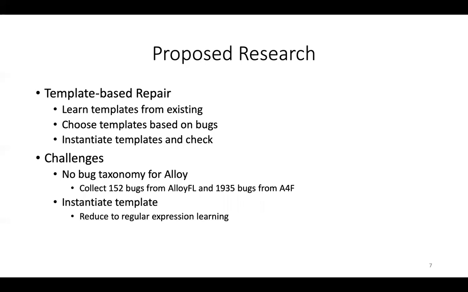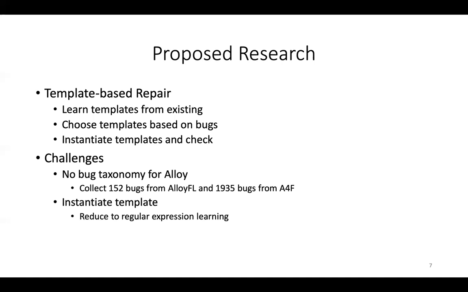Because of the different syntax and semantics of Alloy and other languages, there are some challenges in applying template-based repair to Alloy. The first one is that there is no bug taxonomy for Alloy. For example, in template-based repair, a very popular bug type is null pointer dereference, and the corresponding repair template is to add a pointer check before you dereference the pointer. But there is no such clear bug and template information for Alloy.